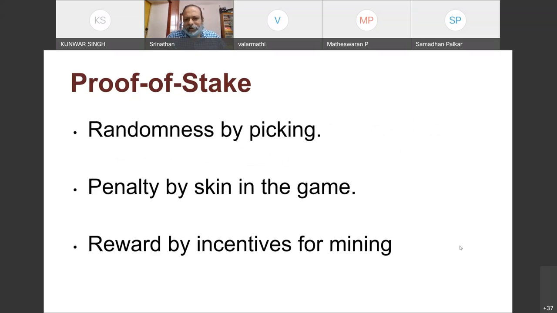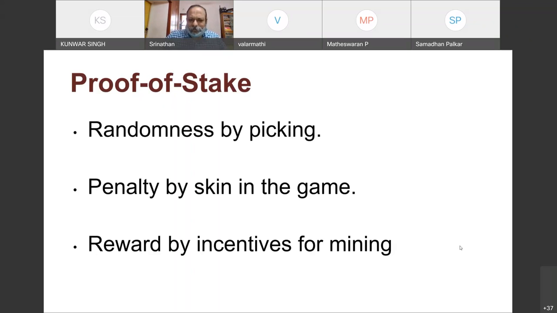We get randomness because we pick a random coin, and it depends on the stake, but it also ensures that penalty is inbuilt, because the possibility that a randomly picked coin is owned by a person increases with the stake, and the person who's owning more stake will have more chances of getting picked. And once a person gets picked because of his stake, notice that his stake is whatever he owns in that chain so far, the longest chain so far.